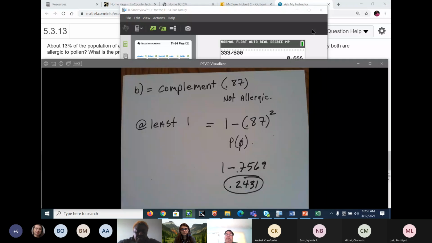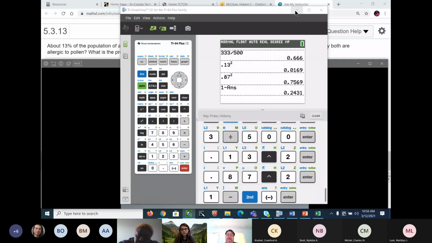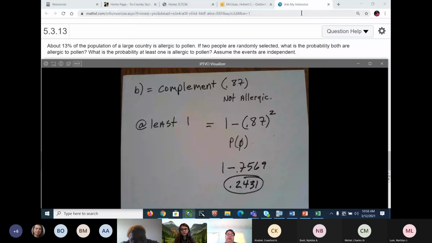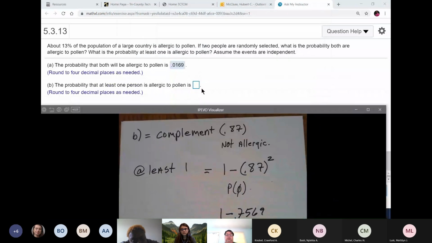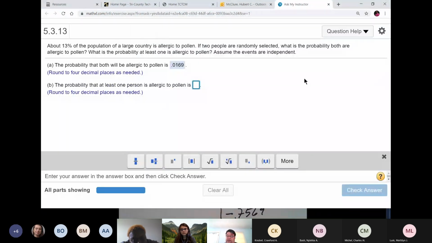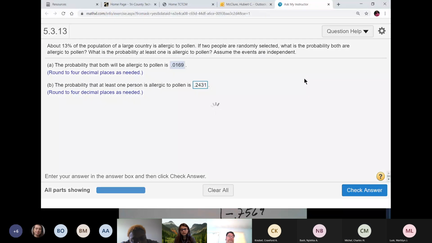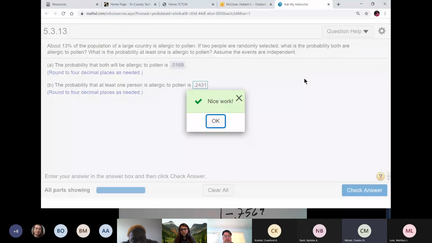I don't get that. I don't either. I don't get that problem. I don't understand why they do it that way, but I guarantee you, watch it be right. 0.2431. I have a quick question. Yes. Why did you square the 0.87 again? Because what is 0.87? 0.87 is not allergic.